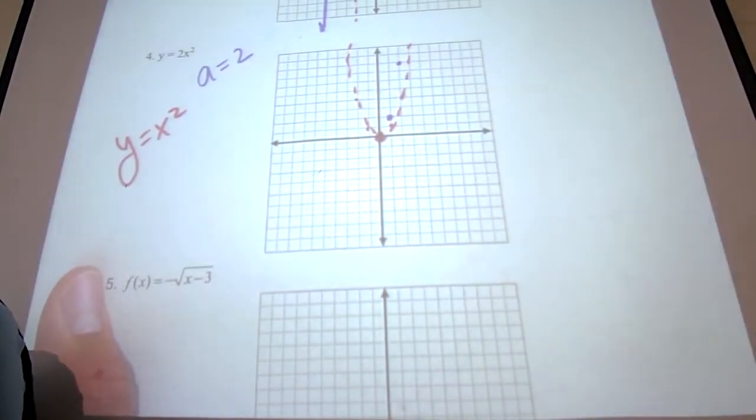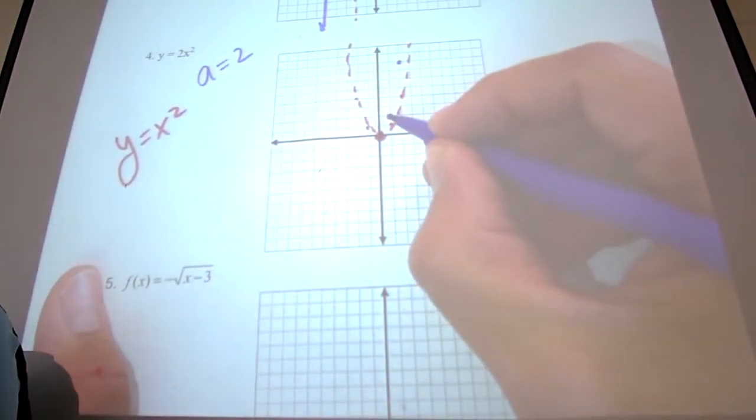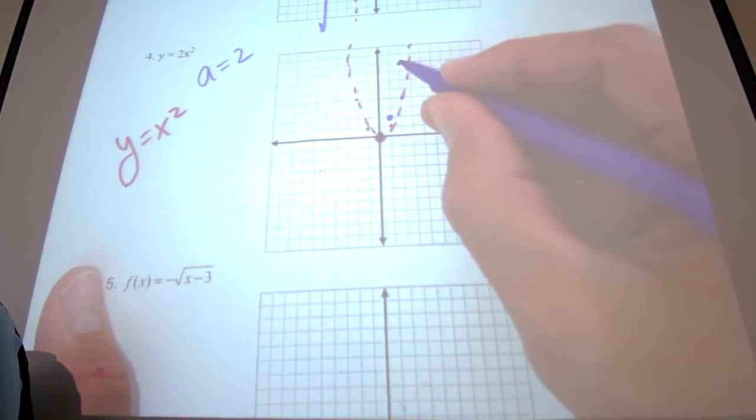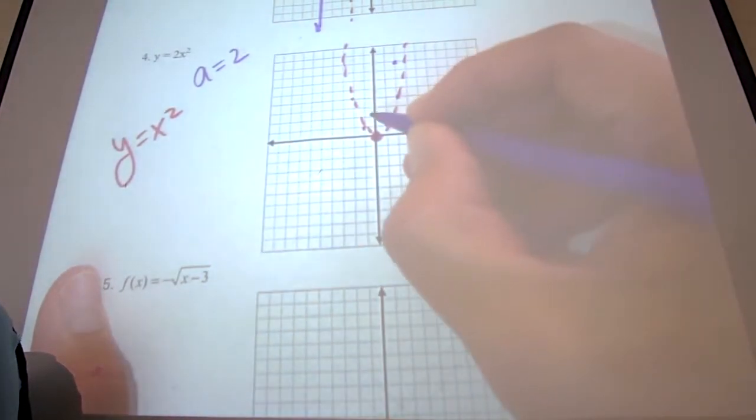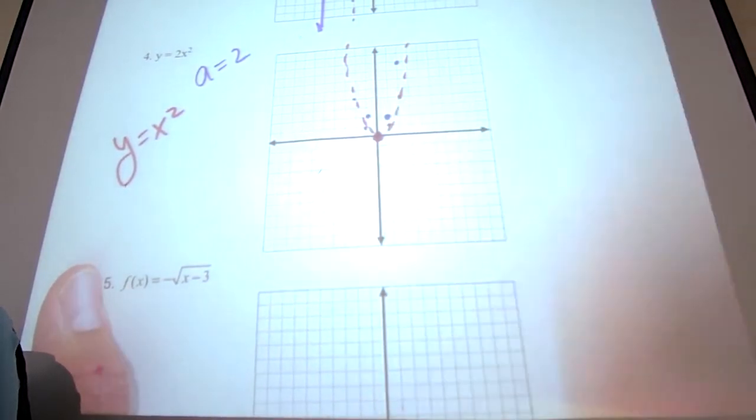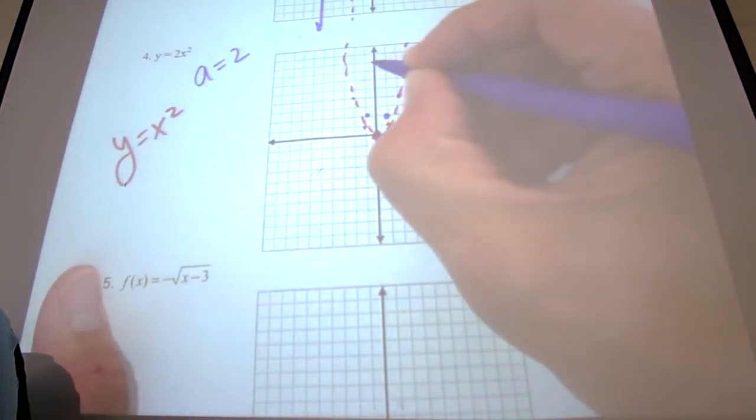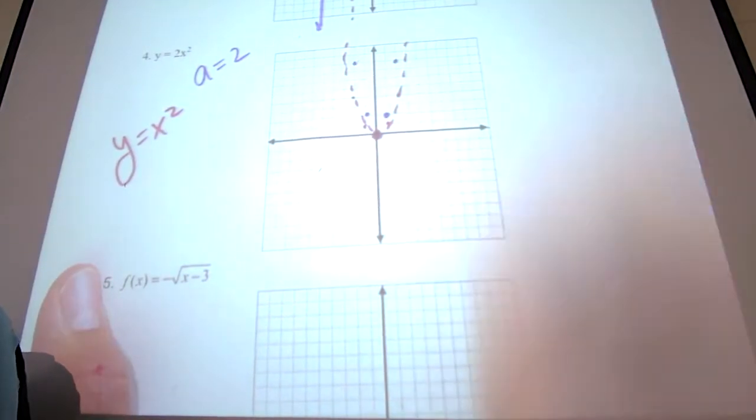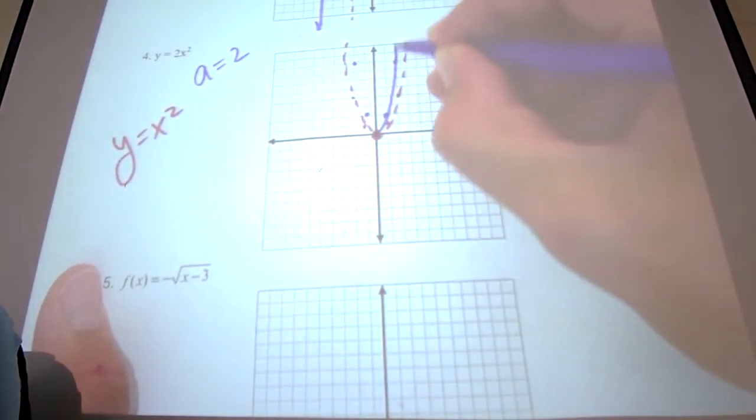Okay. So I have the corner point here, 2 comma 1, and I have 1 comma 2 and 2 comma 8. It's symmetric to the y-axis, and now I have a nice, pretty graph.